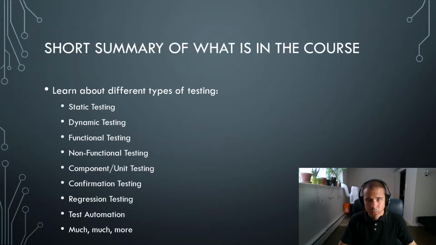So let's just start with a short summary of what's actually in this course. So in this course, you basically end up learning about a whole bunch of different types of testing and how to set up those types of testing in an effective way. So you'll learn about static testing, dynamic testing, functional testing, non-functional testing, component or unit testing, confirmation testing, regression testing, test automation, and much more. So there's exploratory testing and experiential testing as well. So there's a lot of content in this course.